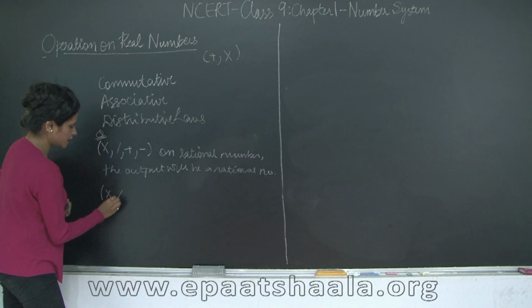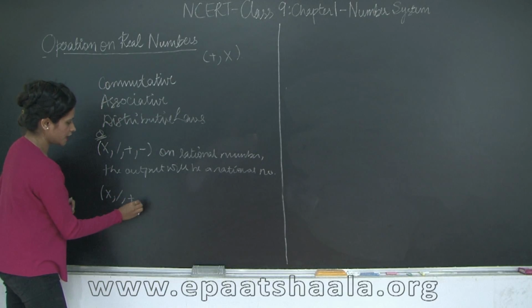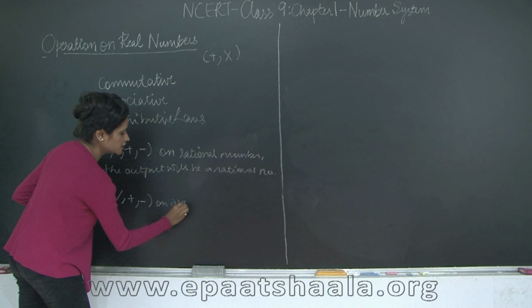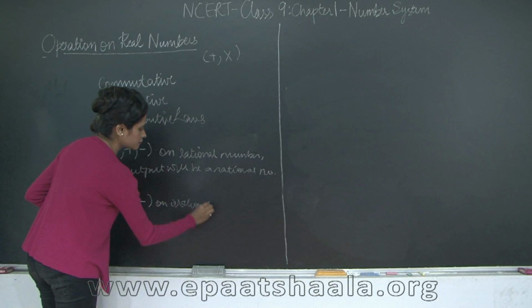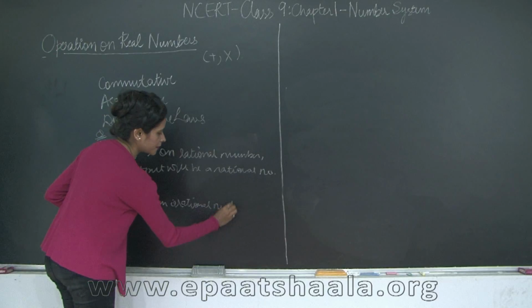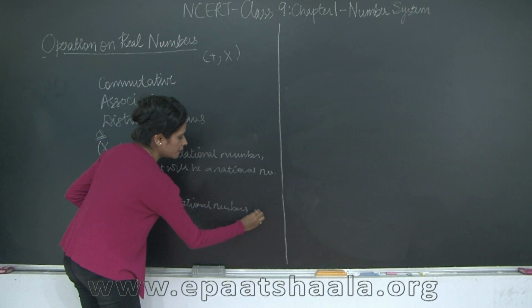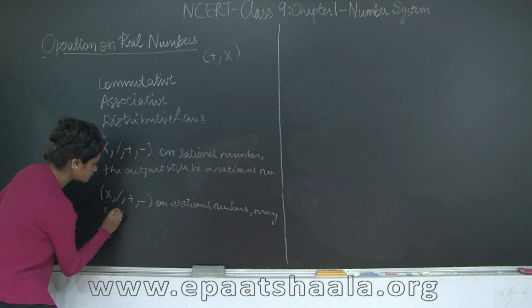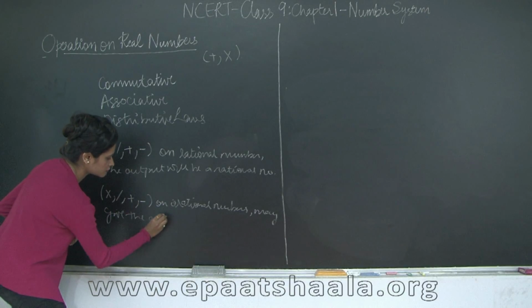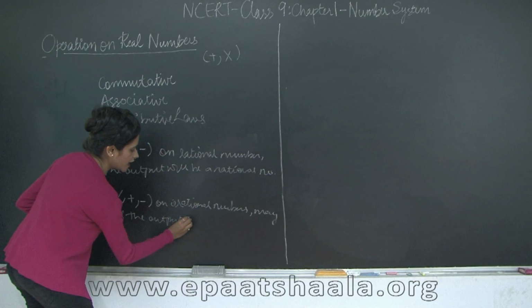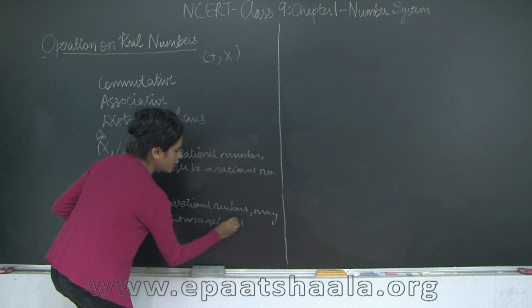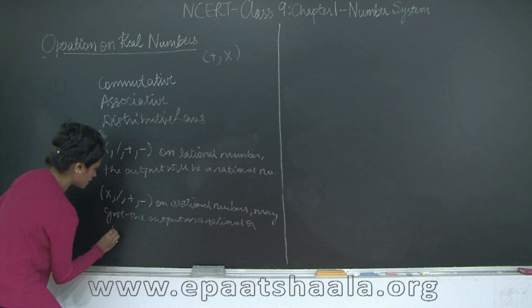This multiplication, division, addition and subtraction on irrational numbers may give the output as a rational or irrational number.